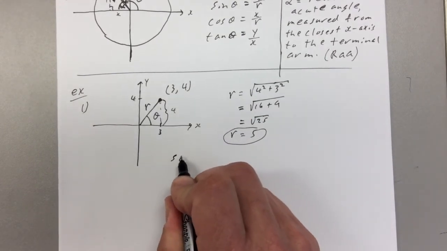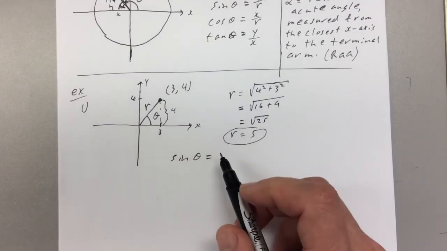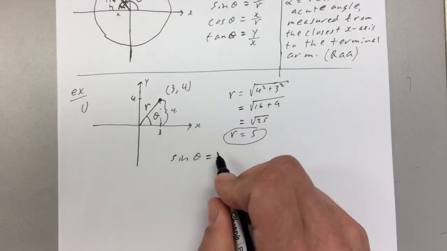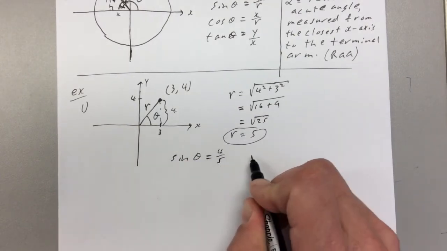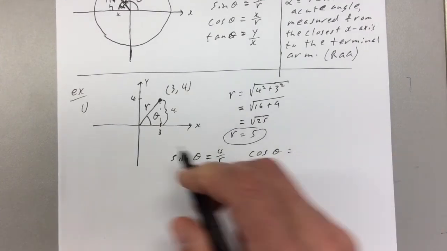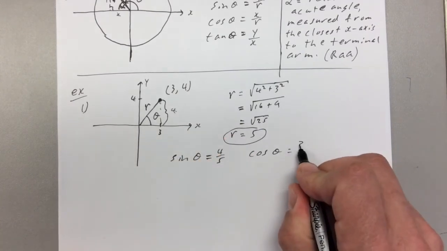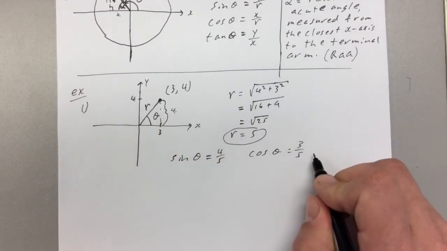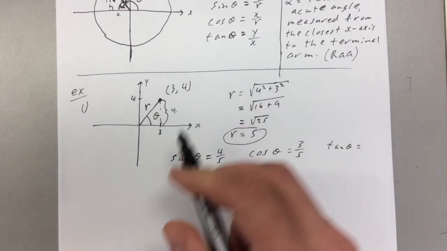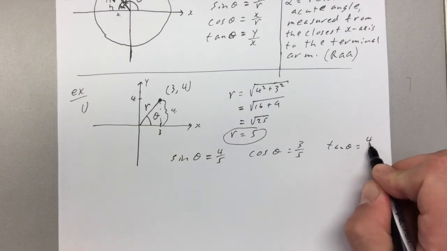So then sine theta equal to y over r is going to be 4 over 5. Cos theta is going to equal x over r, which is 3 over 5. And then tan theta is going to equal y over x, which is 4 over 3.